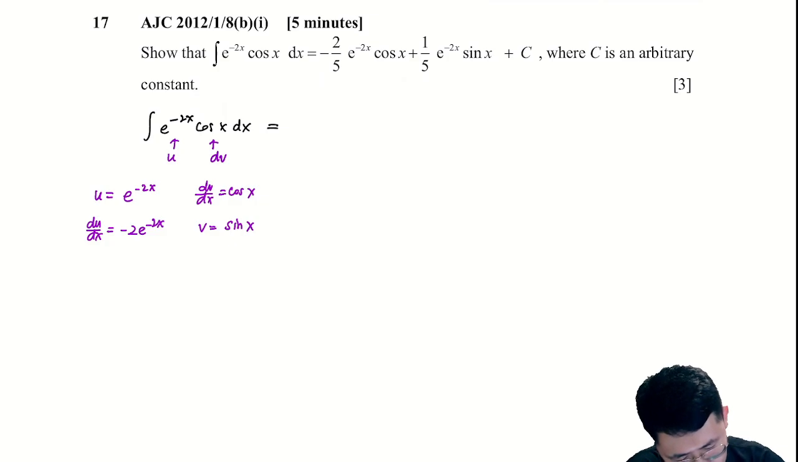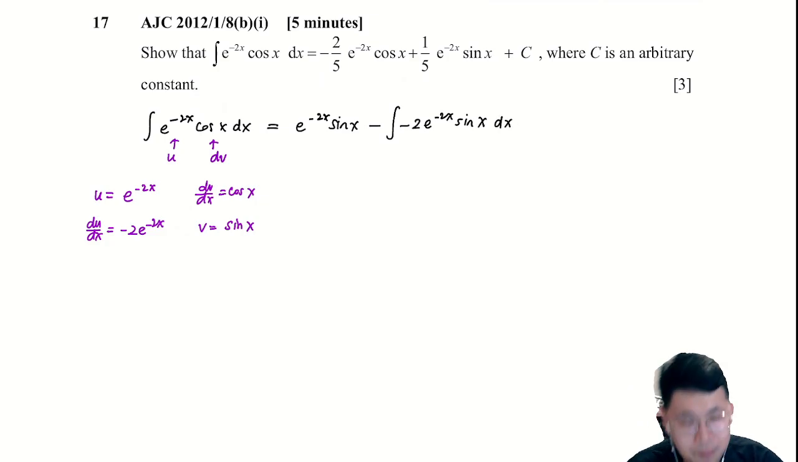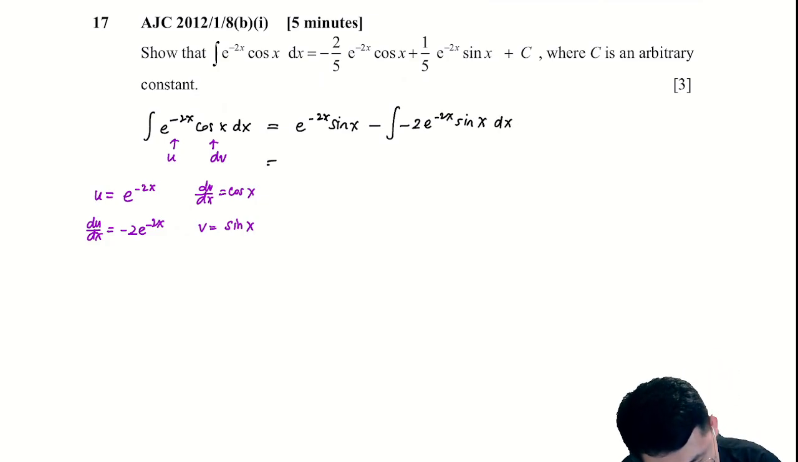So this is uv minus integral of v du. Okay, so uv over here is going to be e power negative 2x sine x, minus negative 2 e power negative 2x sine x also dx. Okay, so what I'll do is take out the 2 and simplify the minus minus, so this will be plus 2 on the outside. Then let me do the next round over here.